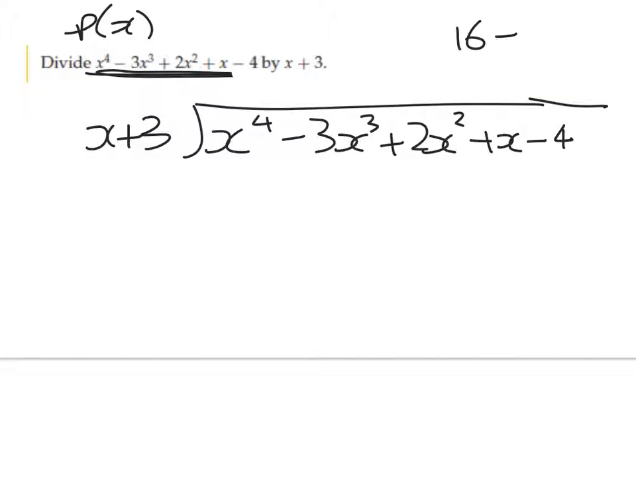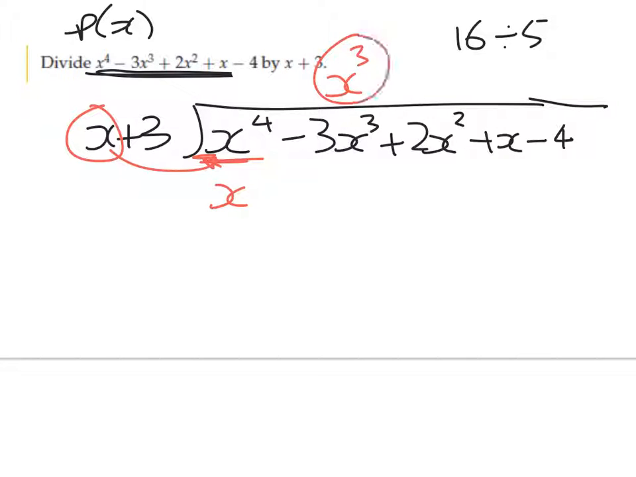So it's just like if we were doing 16 divided by 5. Right, now we're going to do a thing where we basically try to say, let's do some matching up. So x times what will give me the first number here? x times x cubed will. So we'll have x cubed times this expression, which gives me x to the power of 4 plus 3x cubed. Right, whack a bracket around that and subtract it.